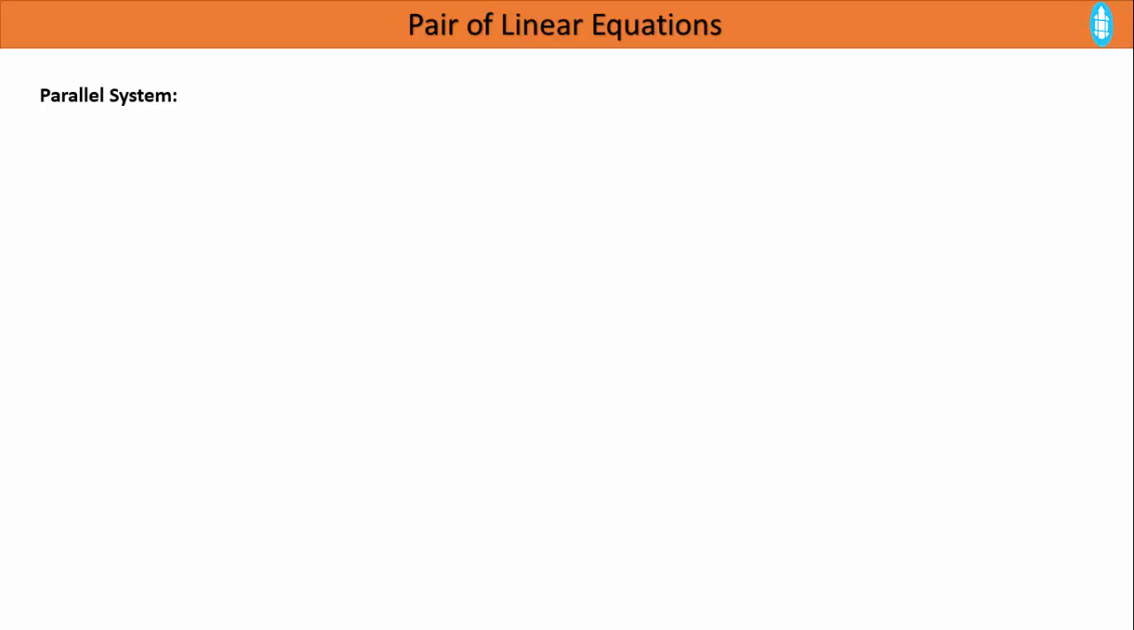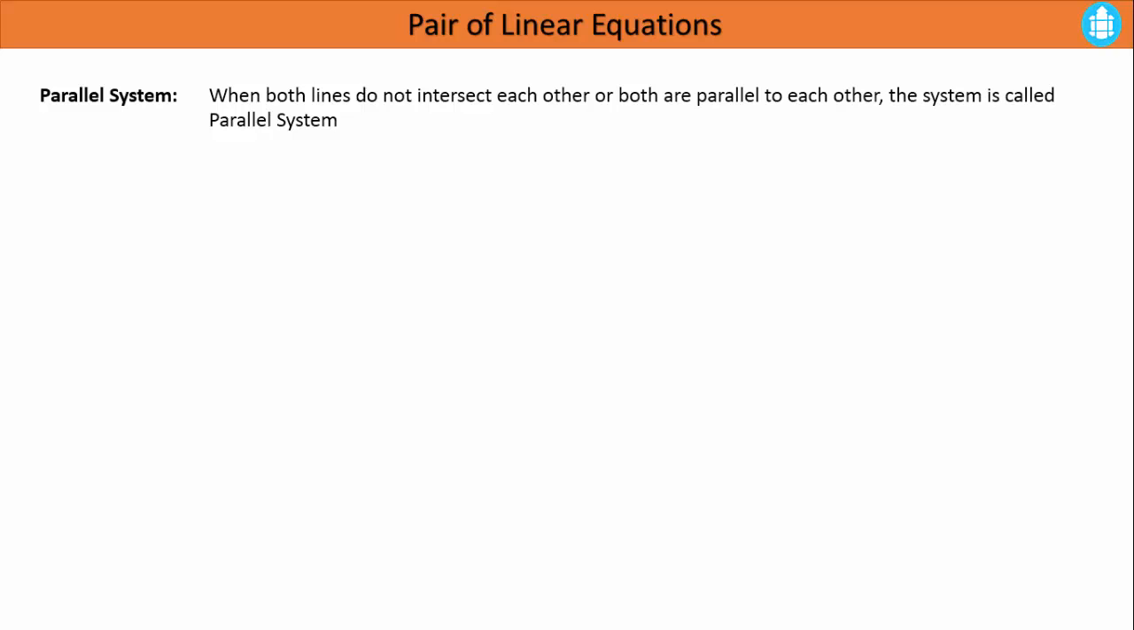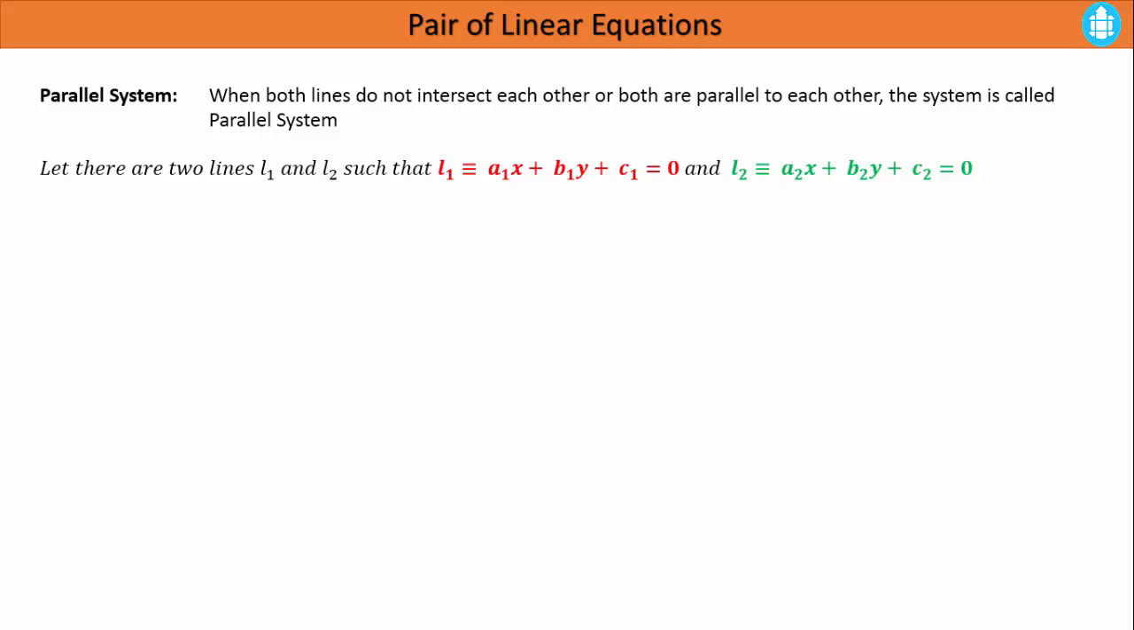Now let us see the parallel system. When both lines do not intersect each other, or both are parallel to each other, the system is called a parallel system. Let there be two lines L1 and L2 such that L1 is A1x plus B1y plus C1 is equal to 0 and L2 is A2x plus B2y plus C2 is equal to 0. So it is our L1 line and this is our L2 line. Both are parallel to each other here. It provides no solution.